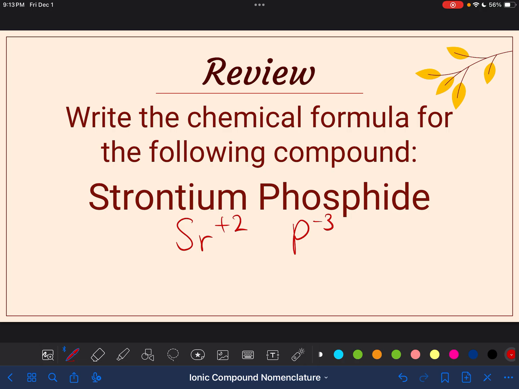Well, remember, this is phosphide, not phosphate. So if we crisscross it, Sr3P2. Bam.